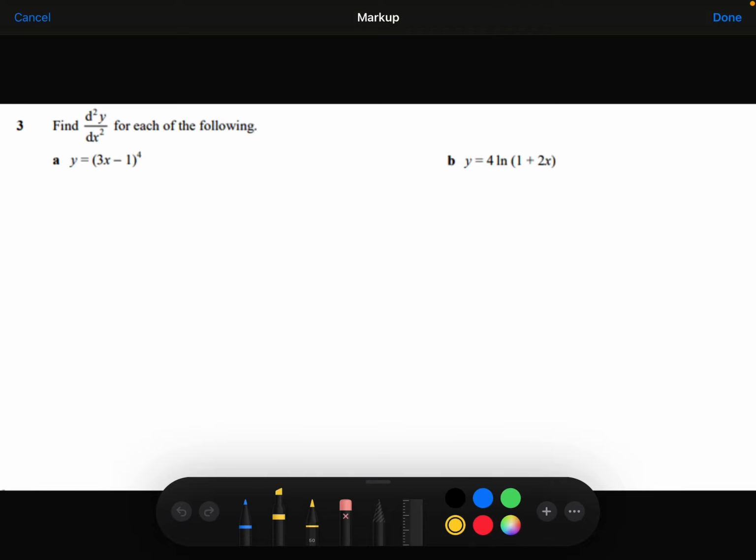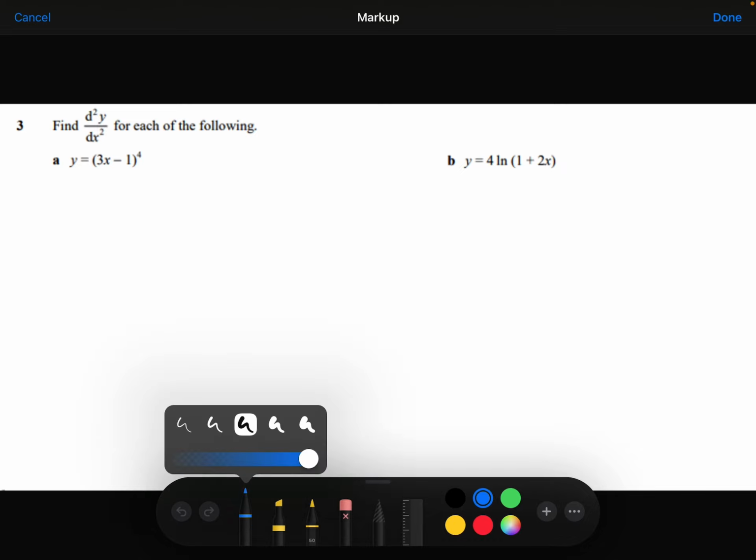We need to find d2y by dx squared for each of the following. So I need to differentiate both of these functions twice. So let's start with the y equals (3x minus 1) to the power 4.